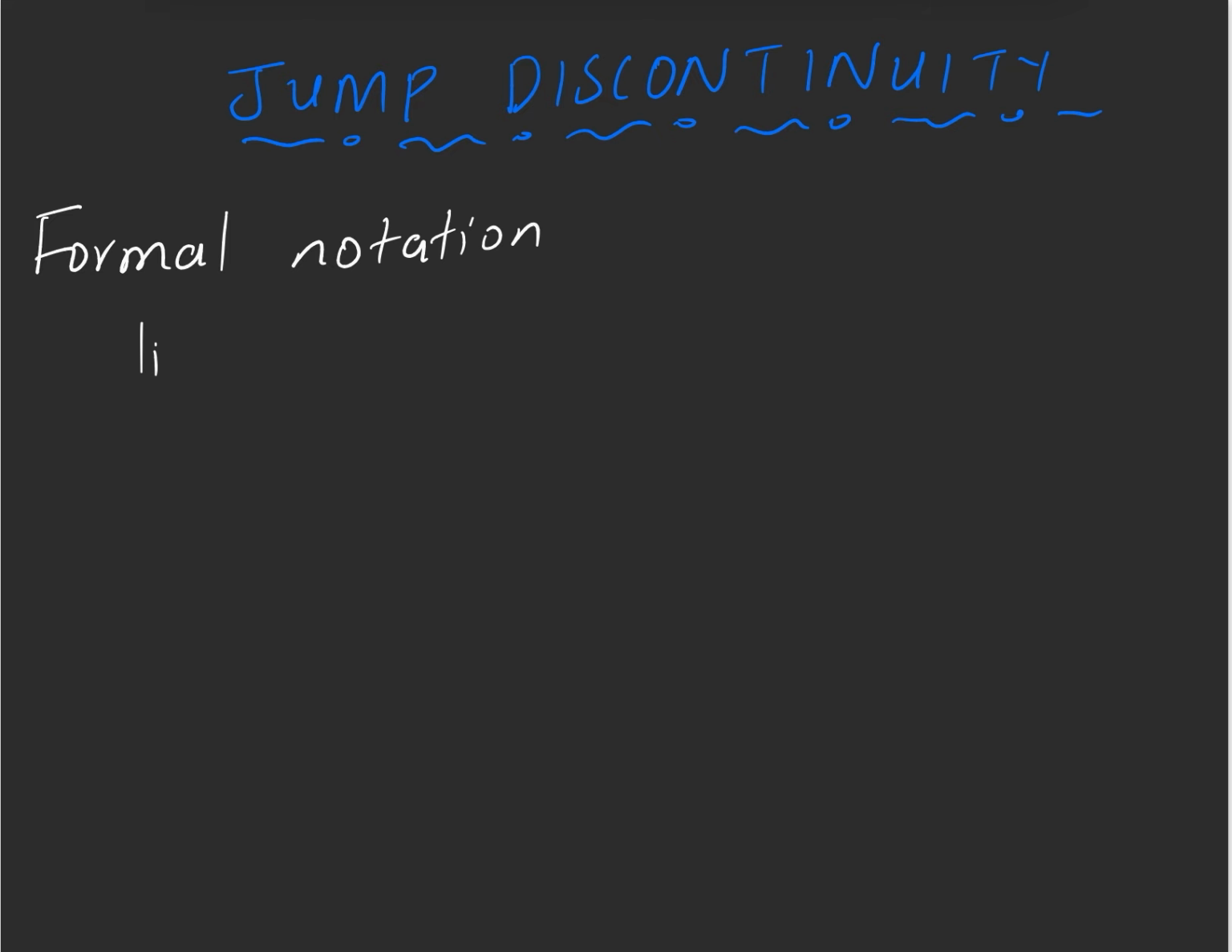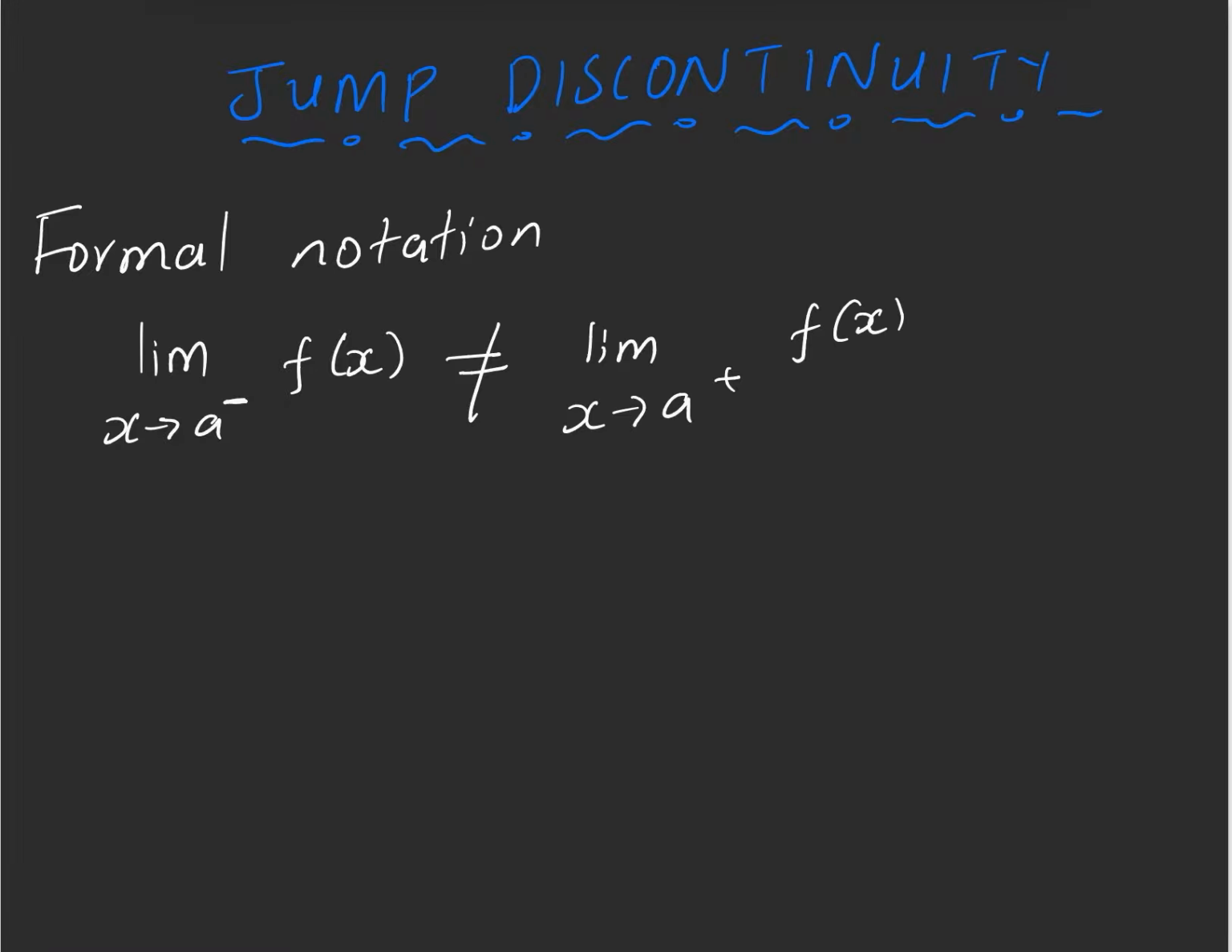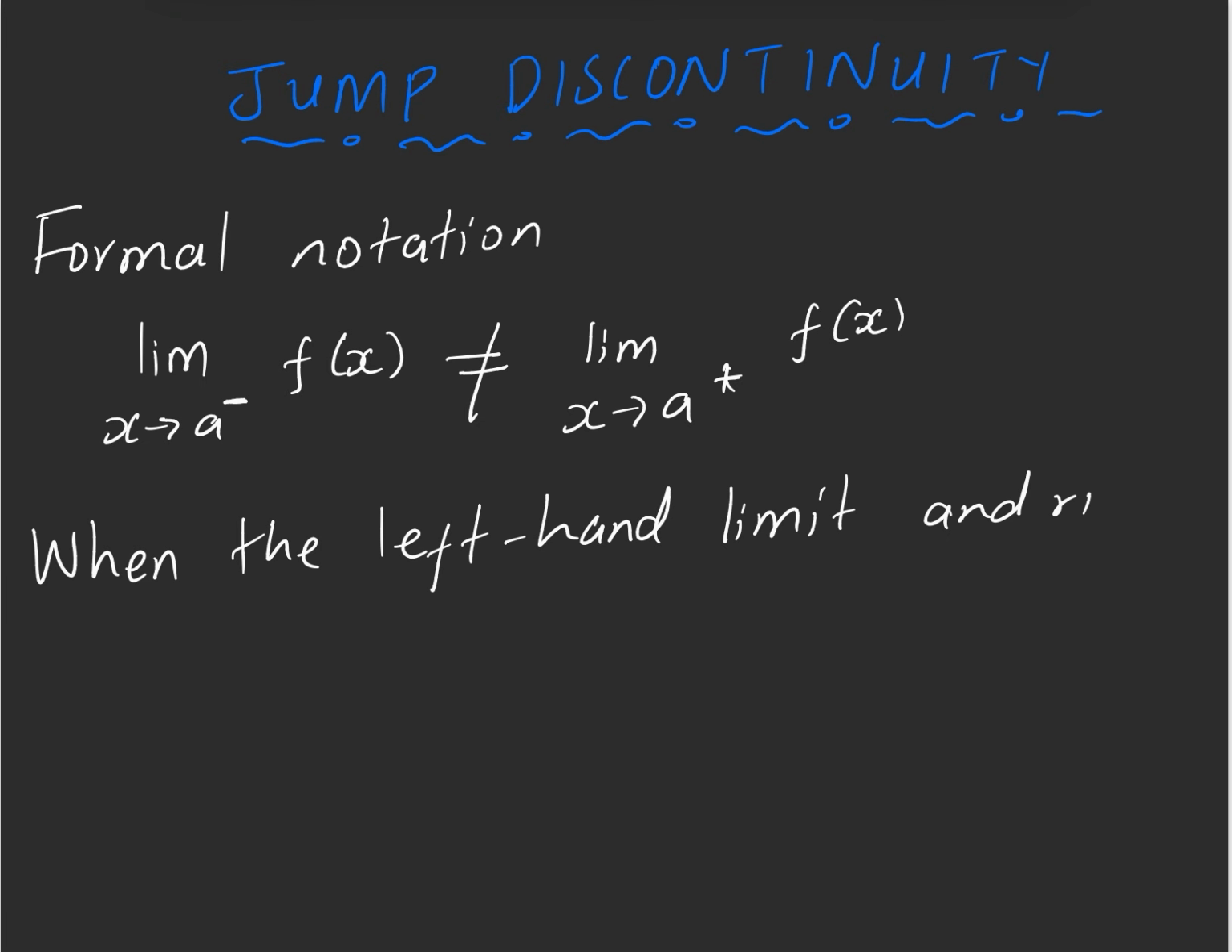Your limit as x approaches a from the left hand side is not equal to the limit as x approaches a from the right hand side of the same function. So a jump discontinuity is what happens when this is the case: when the left hand limit and right hand limit are not equal.